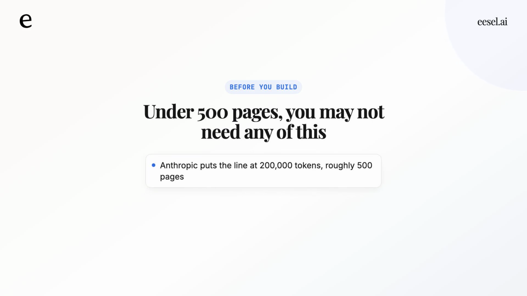One thing to check before you build anything. Anthropic notes that a knowledge base under 200,000 tokens, roughly 500 pages, fits straight into the prompt. No vector database, no retrieval at all. If your entire policy set is 40 pages, you do not need infrastructure. You need a long prompt.